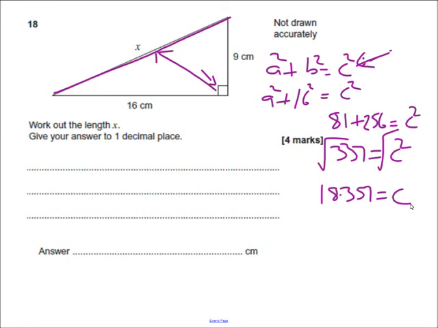Now the question has asked for the answer to 1 decimal place. So the 1 decimal place is here, but because the next number along is 5, the 3 becomes a 4. So your answer needs to be 18.4 centimeters.